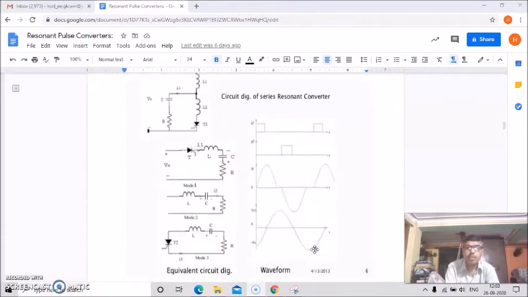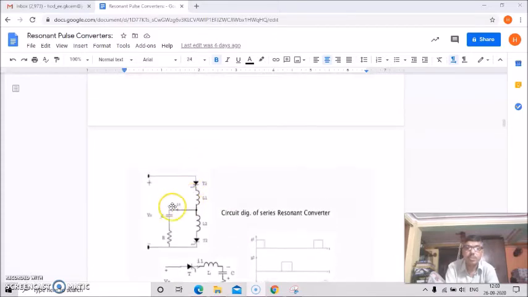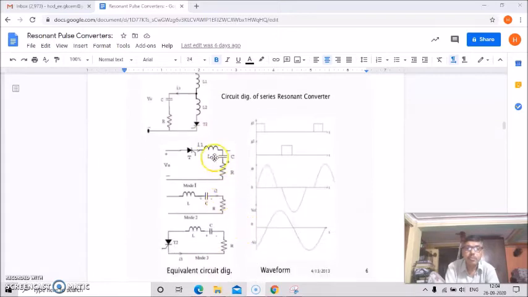So this is the circuit diagram for the series resonant converter. This is the resonant circuit. This is the mode 1 operation, this is mode 2, and this is mode 3.